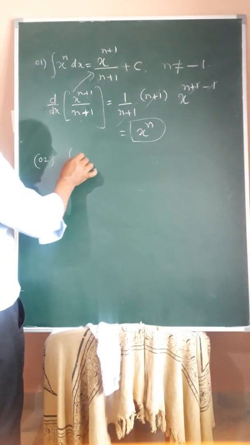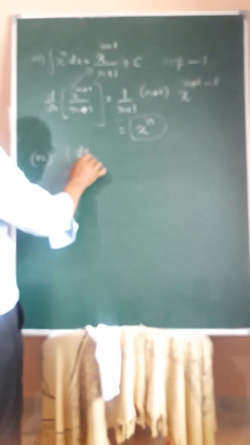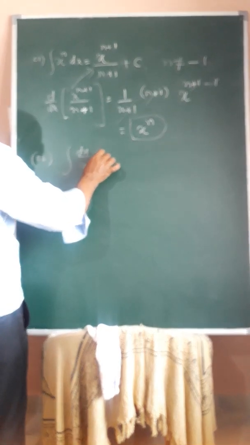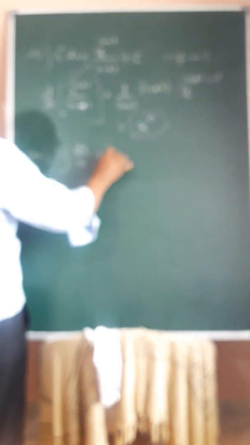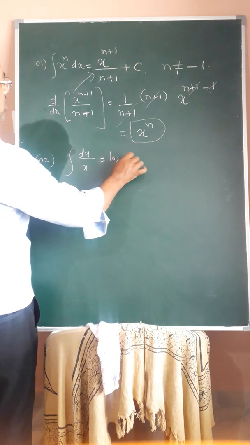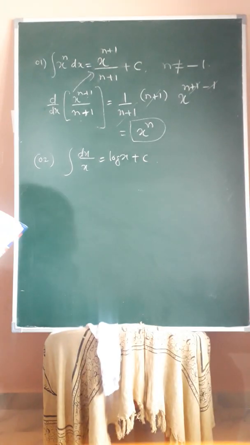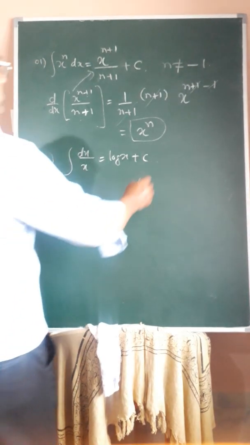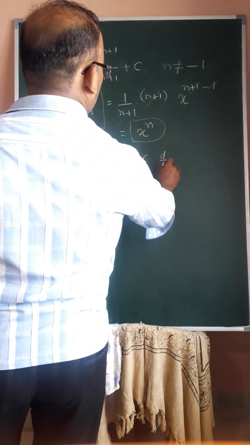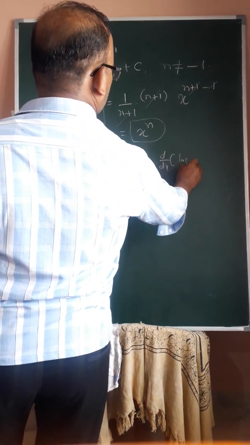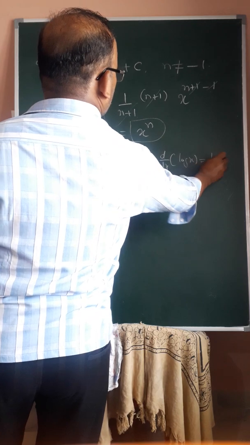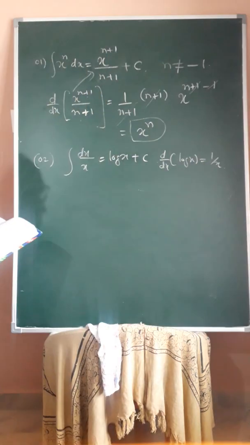Integration of dx by x is equal to log x plus c. Derivative of log x is 1 by x. d by dx of log x is equal to 1 by x.